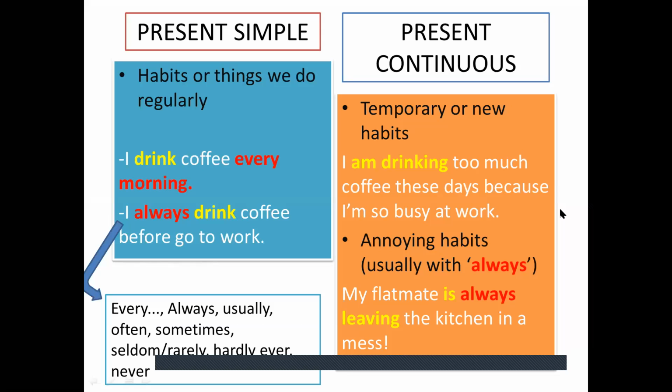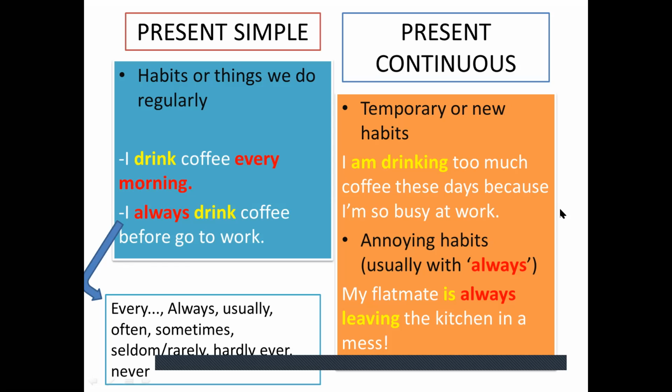Next, these tenses are used to talk about habits, but for the present simple, it's the habits or things that we do regularly. For example, I drink coffee every morning. I always drink coffee before going to work. Here, every morning and always are the time adverbials that are usually used to tell about habits. Besides every and always, there's also usually, often, sometimes, seldom, rarely, however, and never.